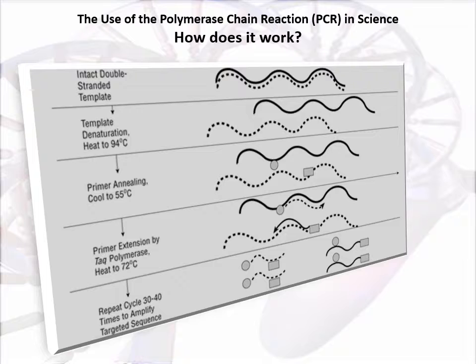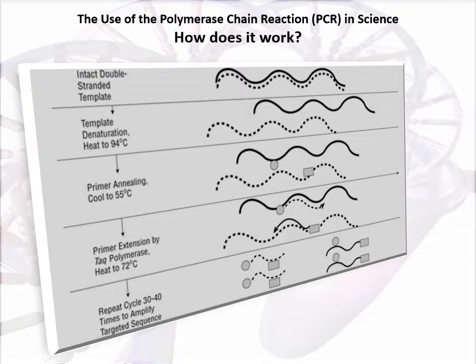So, as you can see from the diagram in front of us, for the polymerase chain reaction to work, we have the intact double-stranded DNA templates at the top, and we need to separate these. And we go about doing this by heating the reaction to 94 degrees Celsius, and this allows for denaturation to occur, or the separation of the two DNA strands.